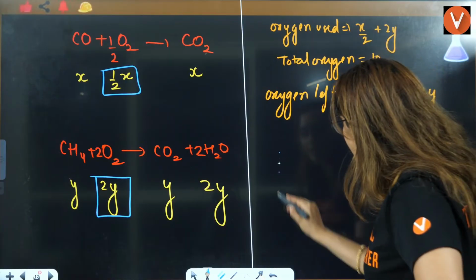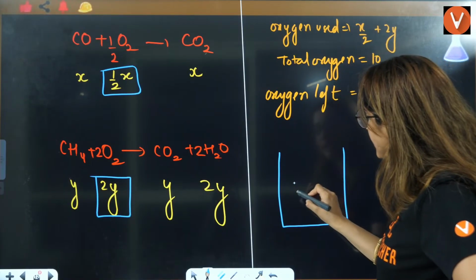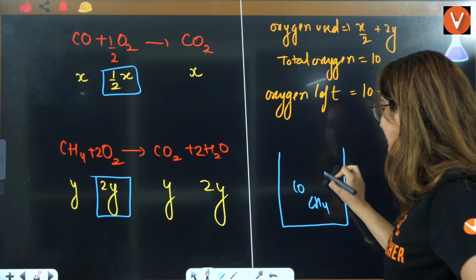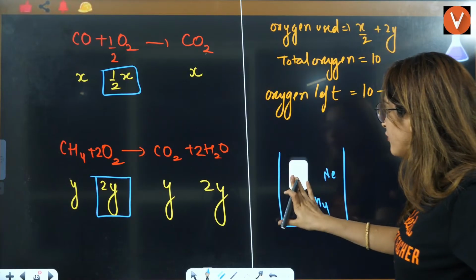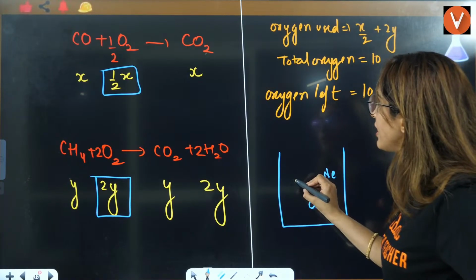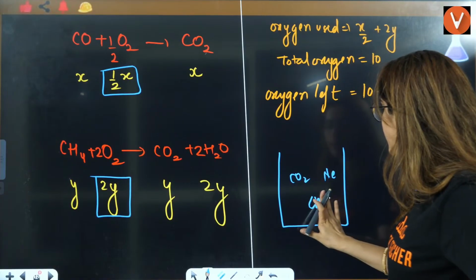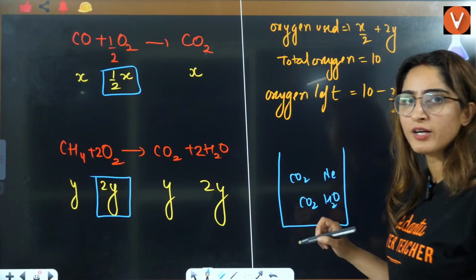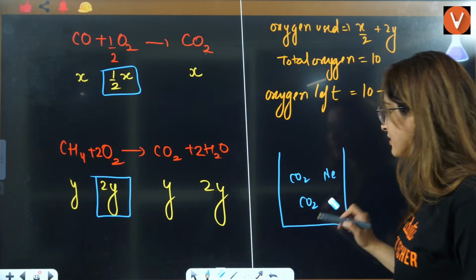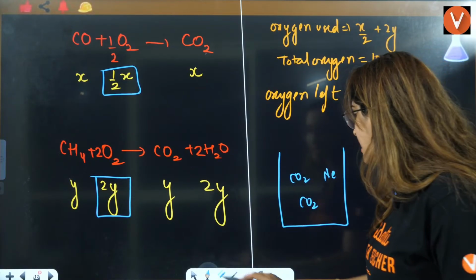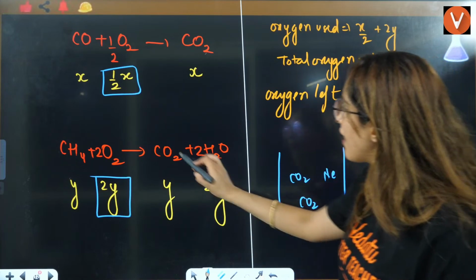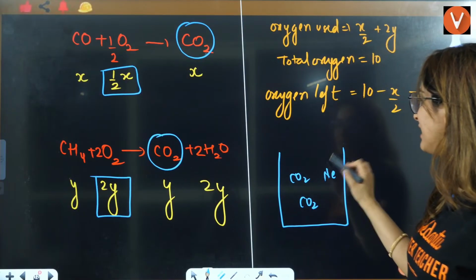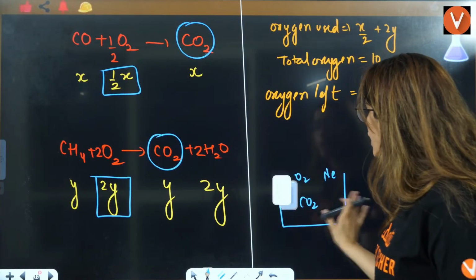See, in a beaker you have CO, you have CH4, and you have Ne. After reaction with oxygen, this will give you CO2, and this will give you CO2 plus H2O. H2O is not a gas, so we can eliminate this as well because we are calculating the gases. That means in the gases you have CO2, oxygen and neon, right?